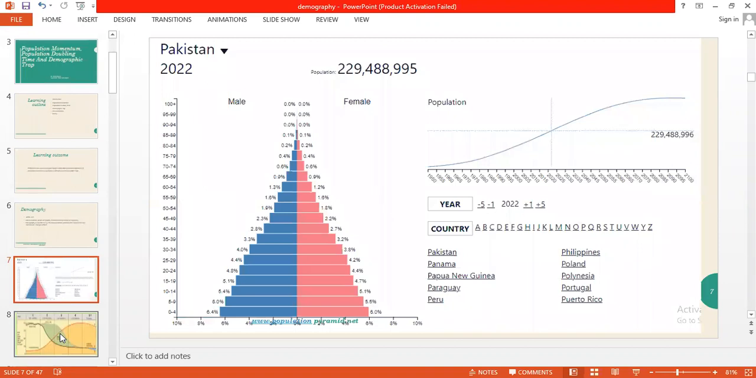This is the current population pyramid of Pakistan, and in this picture you can see the current population of Pakistan is around 30 crore. In this population pyramid, the young age group has more people in number.